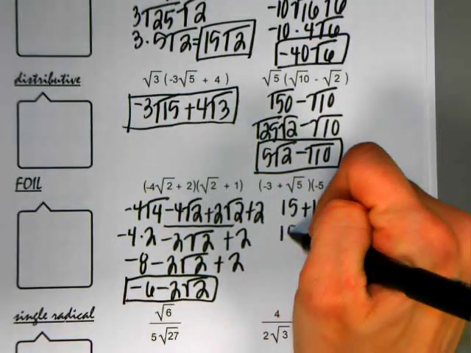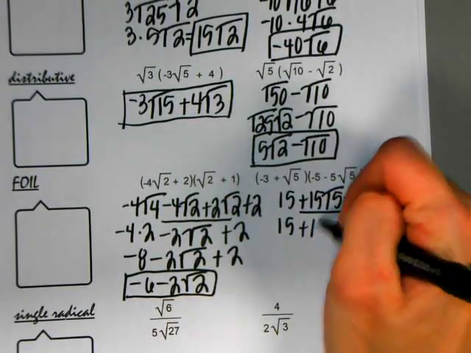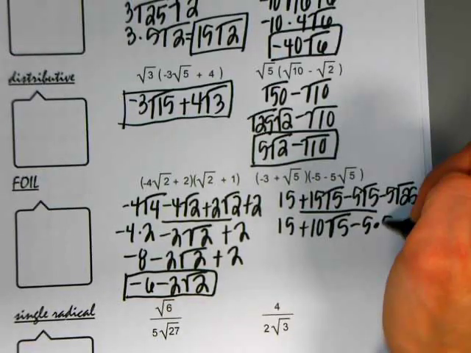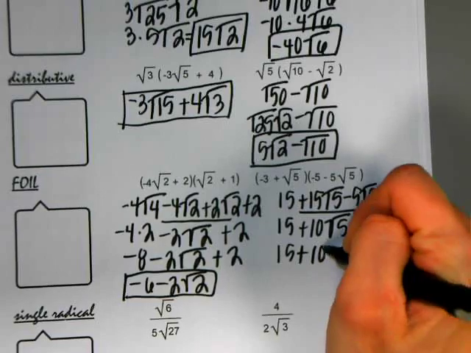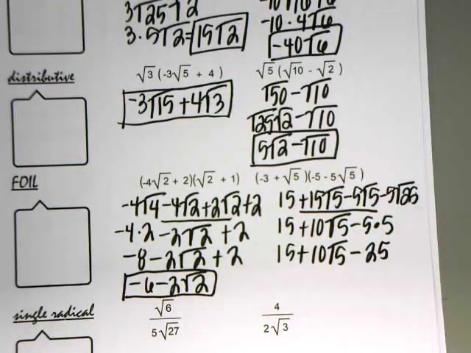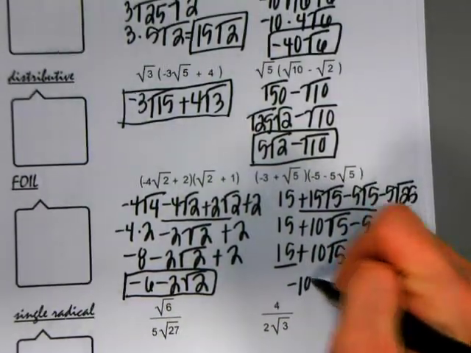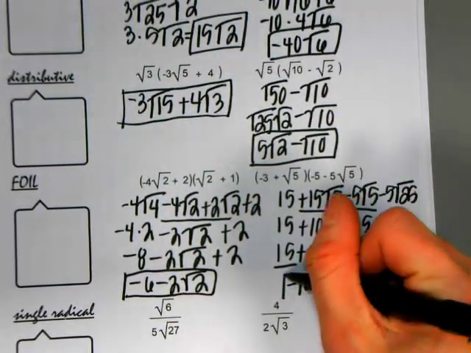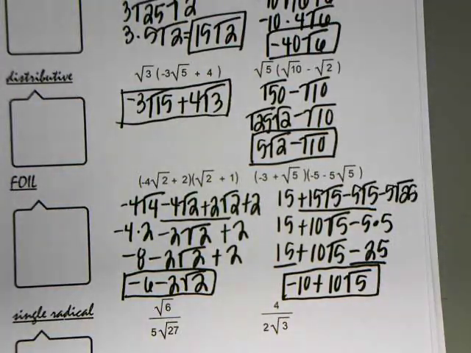All right, so 15, like terms there, 15 minus 5 is 10. So plus 10 radical 5. Minus 5 times 5, because square root of 25 is 5. 15 plus 10 radical 5 minus 25. And then your like terms, 15 minus 25 is negative 10. Negative 10 plus 10 radical 5. 5 cannot be simplified anymore. So you're done there.